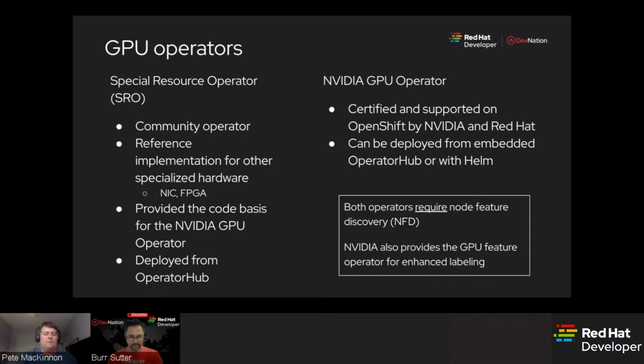So the original form of that was for the GPU, but you can imagine it being used for high-speed NIC cards or other types of FPGA type devices. It has a general purpose in that regard. It also provides the code basis for what would become the NVIDIA GPU operator. And this can be deployed from the operator hub. So that's the special resource operator. We get a fair amount of questions about which of these should I deploy. On the right-hand side is the NVIDIA GPU operator.